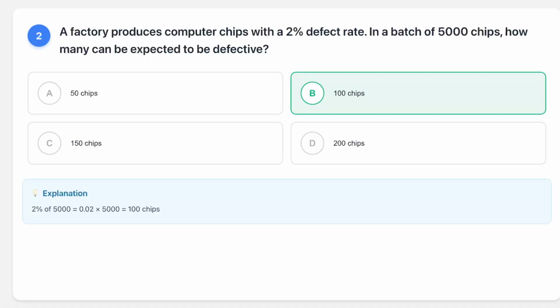Explanation. 2% of 5,000 equals 0.02 x 5,000 equals 100 chips.